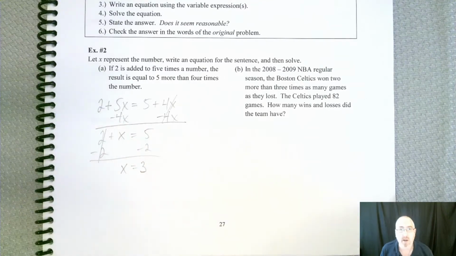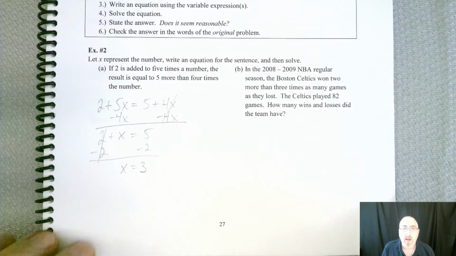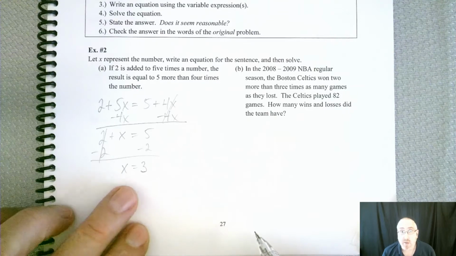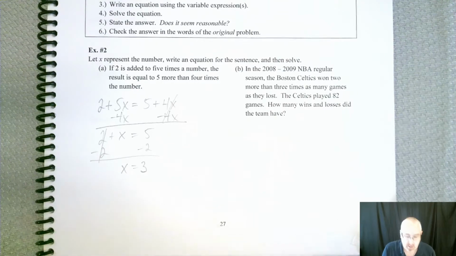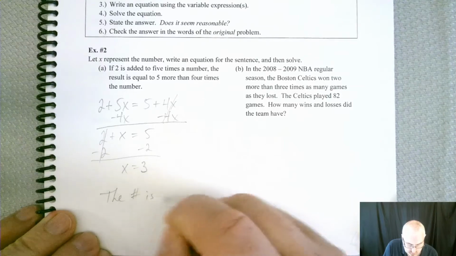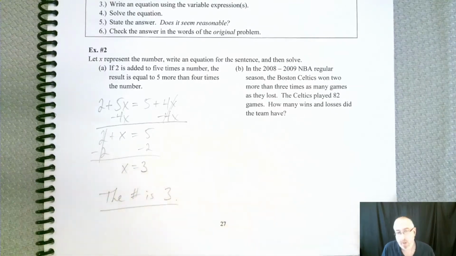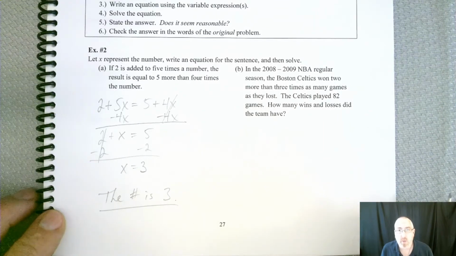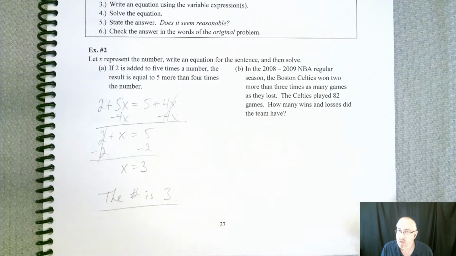So x equals 3. All right, and now in your answer, how do you write your answer formally? Well, you don't need the x equals, they just want to know what the number is. So the number is 3. Not anything fancy, but that's kind of how they want it. So let's try one with a little more meat to it.